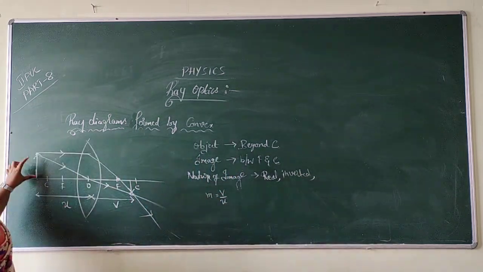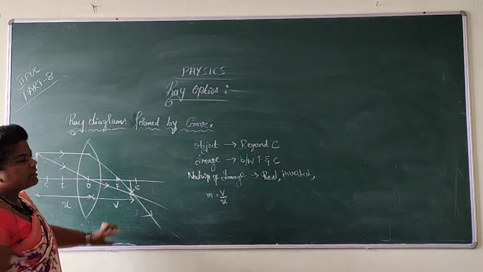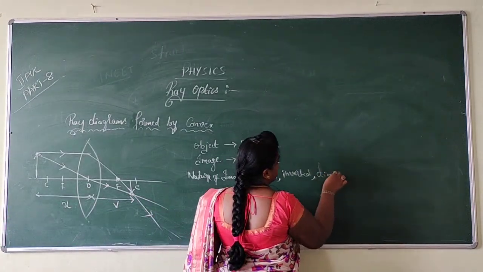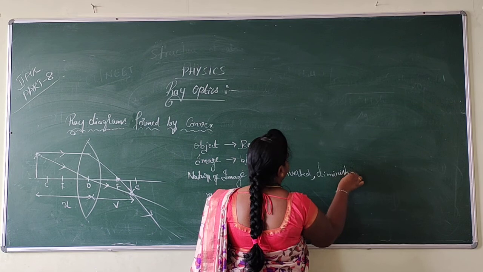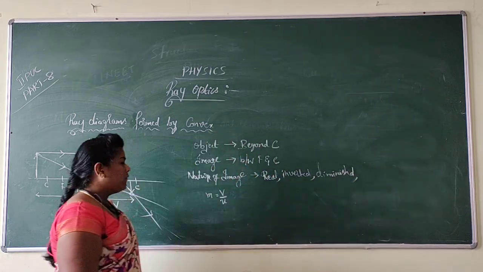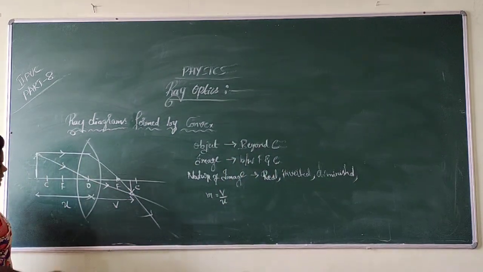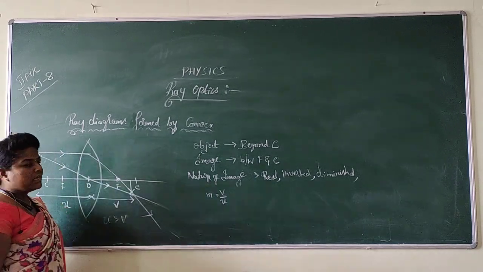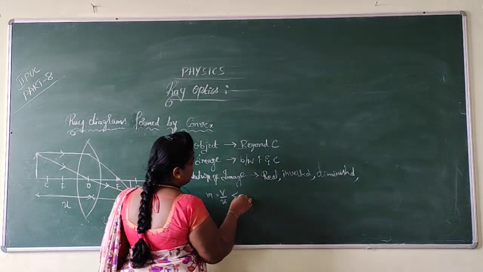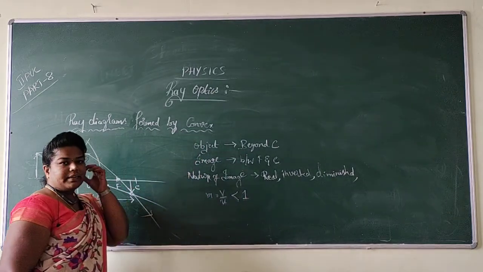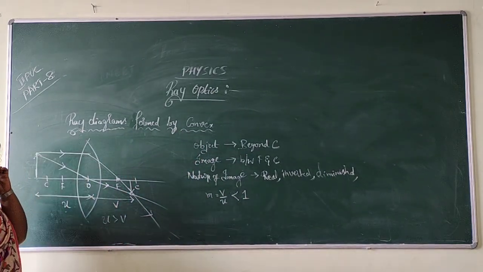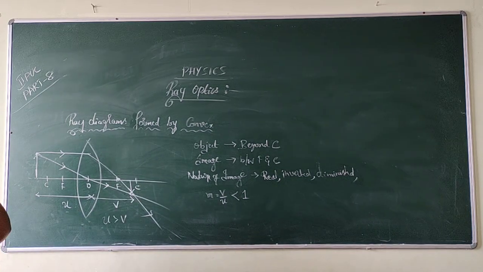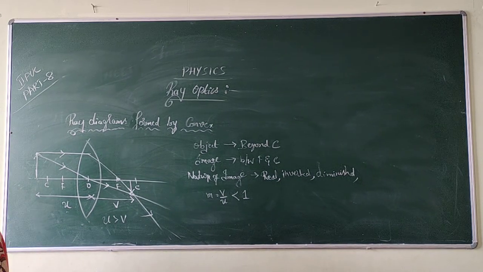Let us see the size. The size of the object is greater than the size of the image. It means the size of the image is diminished. Now, see which one is greater here? Object distance is greater than image distance. If the object distance is greater than image distance, we will get the magnification less than 1. So this is one of the cases which is reverse to the case that we discussed earlier.